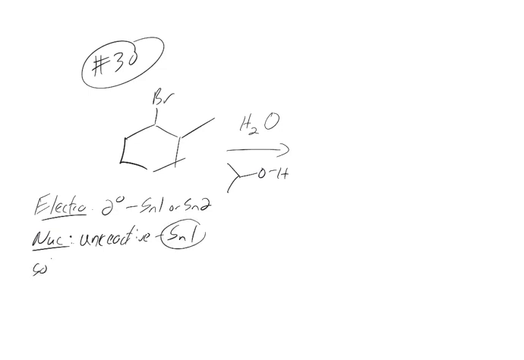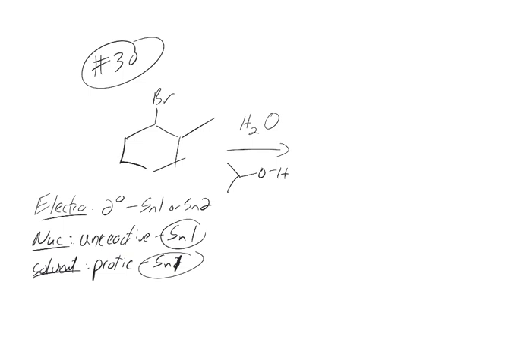And then I look at the solvent. What kind of solvent do we have? It's protic. So that makes me think SN1. So it seems like it's going to be SN1. Okay, so what does that mean? That means we could have carbocations, which means we could have rearrangements.